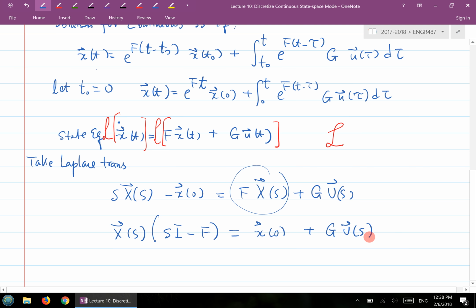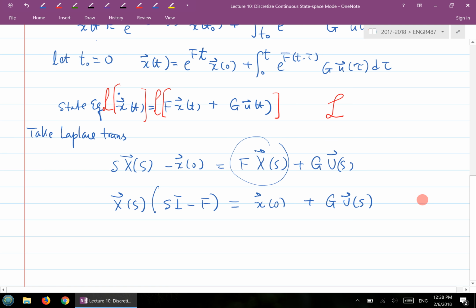Okay. So far so good? Okay. So then I will divide both sides by this term. But this is a matrix, so when you divide by a matrix, it really means what? You're taking the inverse, right? This is basically the inverse of that matrix. And then multiply by x(0) plus (sI minus F) inverse times G and U(s). Okay. That's the result of this one.